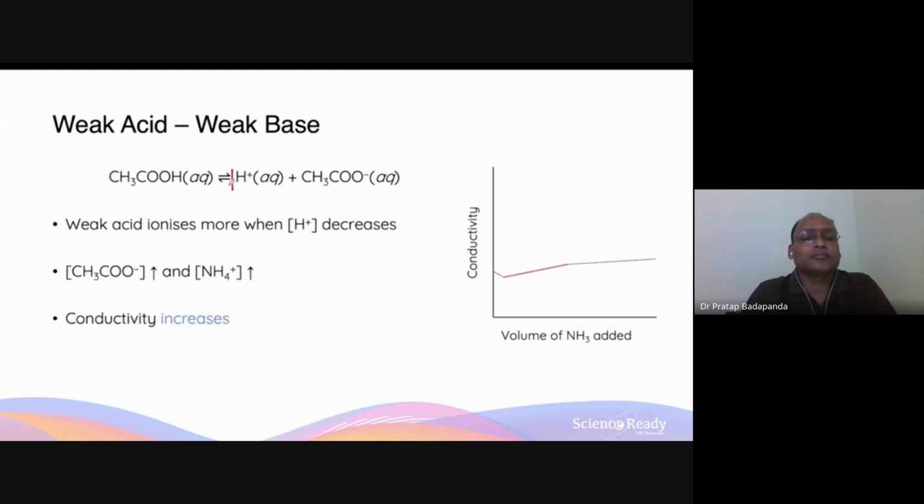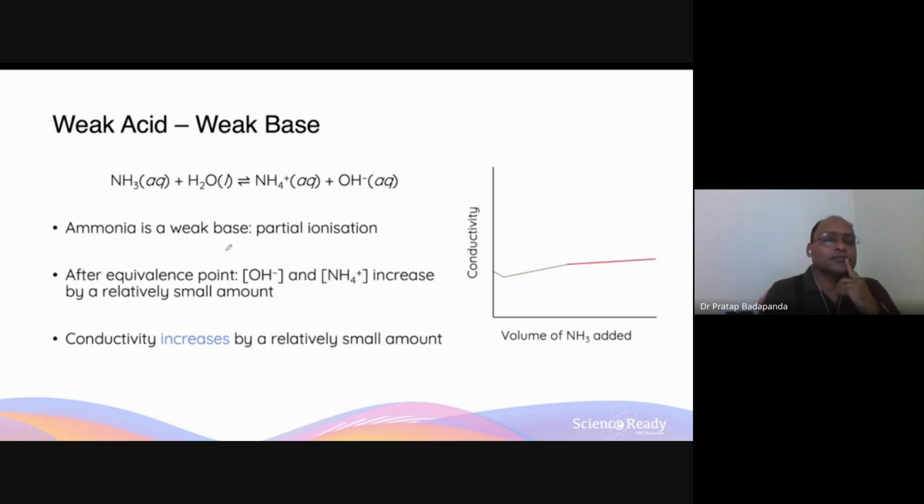When the hydrogen ion concentration decreases, by Le Chatelier's principle, the equilibrium position will shift towards the product side in order to counteract that change. And this will then produce more hydrogen ions and more acetate ions. The hydrogen ions are, however, quickly neutralized by the ammonia that's being added from the burette, so we will only see an increase in acetate concentration. And of course, as we add more ammonia, we also get more ammonium ions. The increase in concentration of these ions will then result in an increase in conductivity, as shown here.